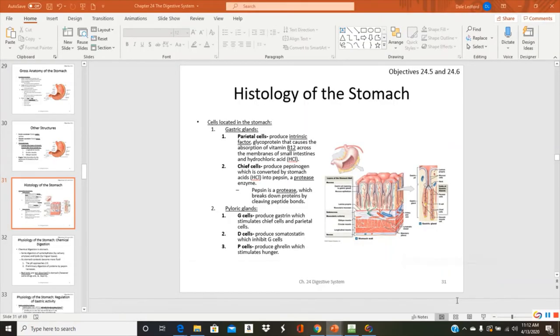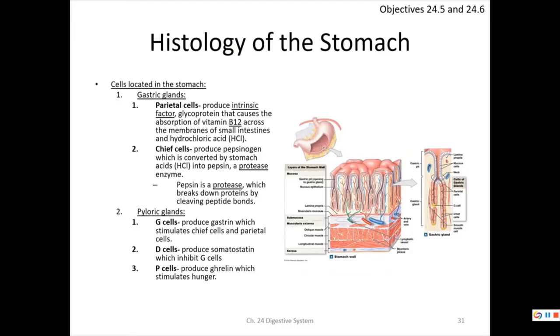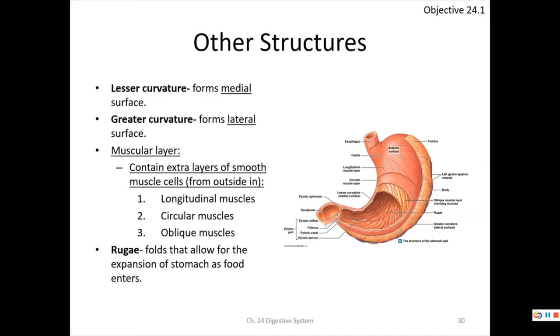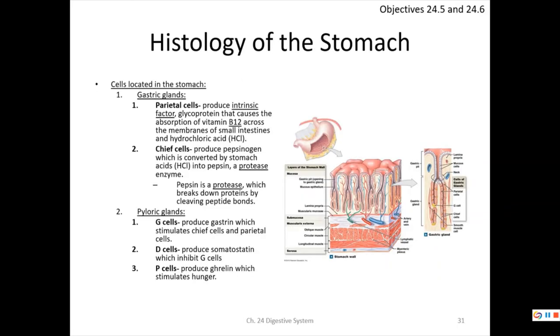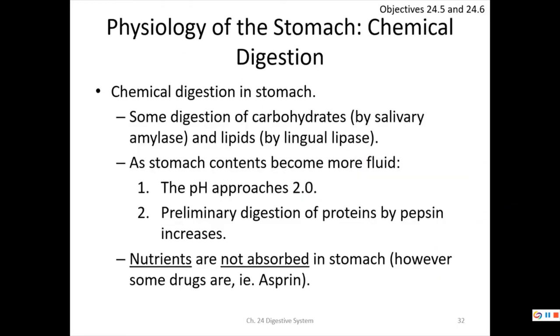Okay. So now, do you know what those things do? What each of these secrete? I always like to ask that. Now, chemical digestion. You're going to break down carbohydrates by salivary amylase and lipids by lipase, and it's going to continue on here. Now, the stomach has a pH around 2, and proteins also get broken down by pepsin, so we're going to do a little bit more breakdown there as well.